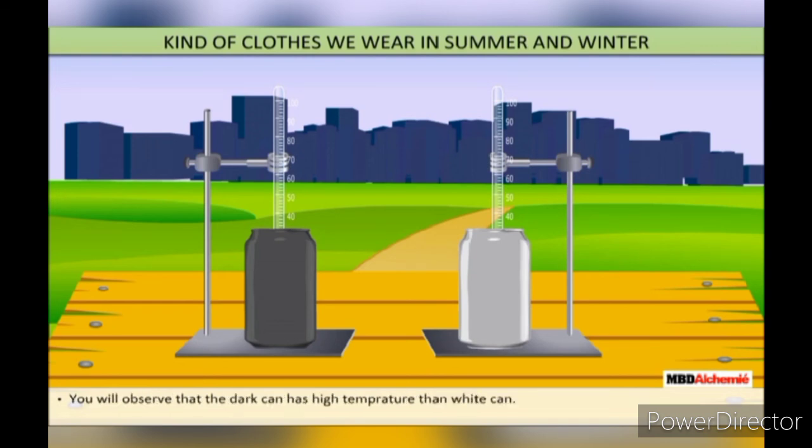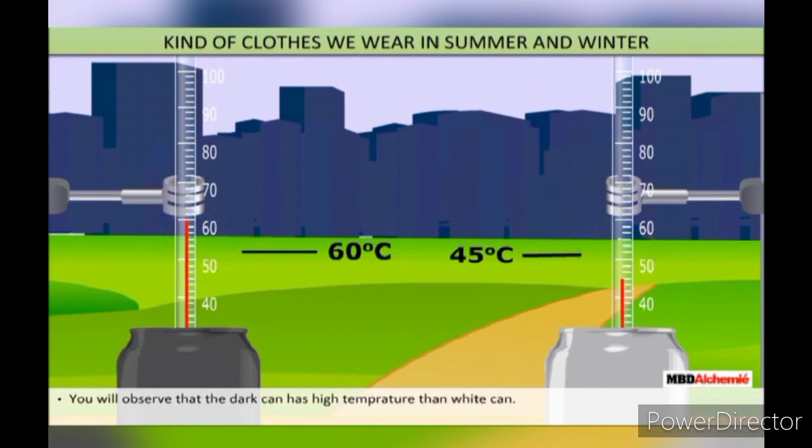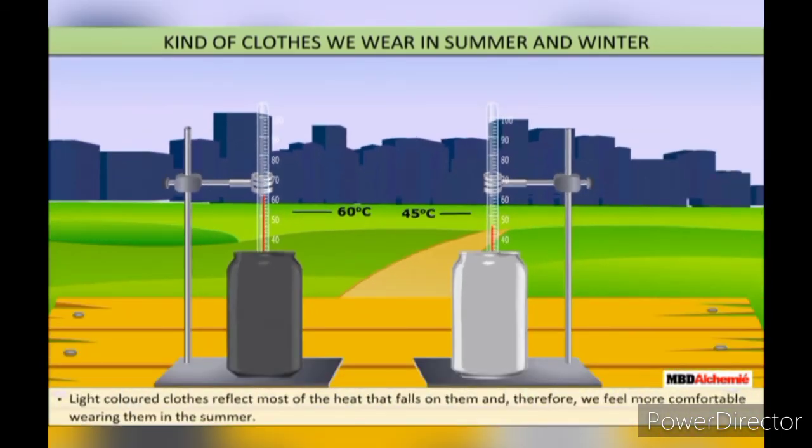You will observe that the temperature of the dark can is higher than the light colored can. Therefore, dark surfaces absorb more heat. Similarly, we feel comfortable with dark colored clothes in winter. Light colored clothes reflect most of the heat that falls on them, and therefore we feel more comfortable wearing them in summer.